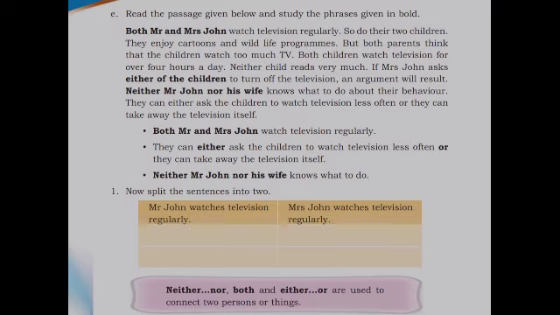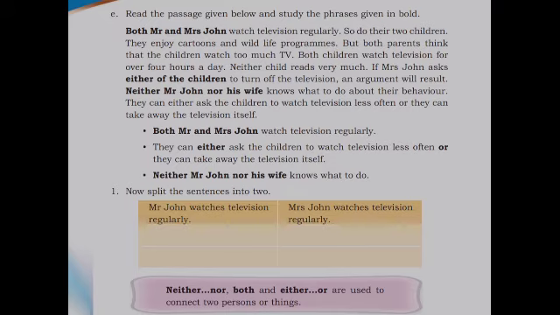So children, here neither nor, both and, either or are used to connect two persons or things. See, Mr. and Mrs. John, both Mr. and Mrs. John, here two persons. Then they can either ask the children or they can take. Then neither Mr. John nor his wife, here neither nor, both and, either or are used to connect two persons or things. Children, both is used to link two noun phrases.